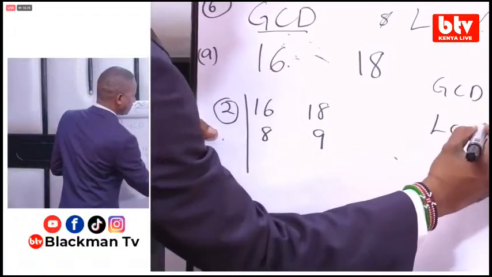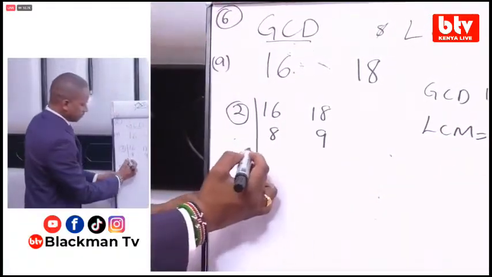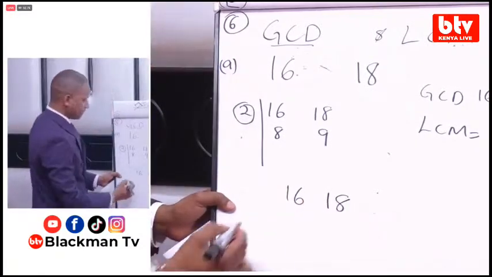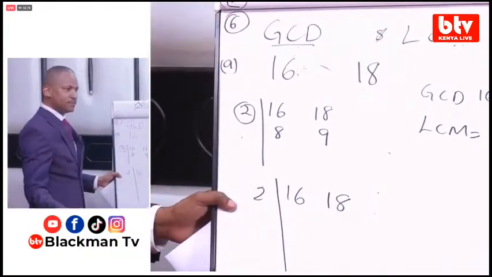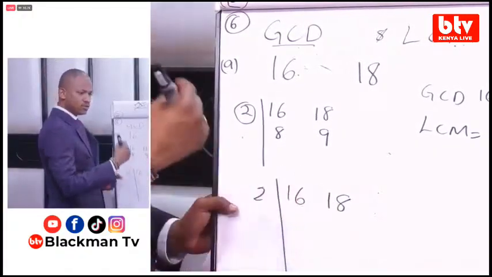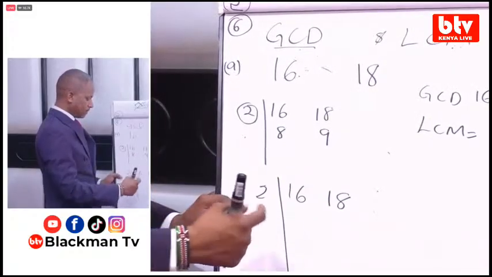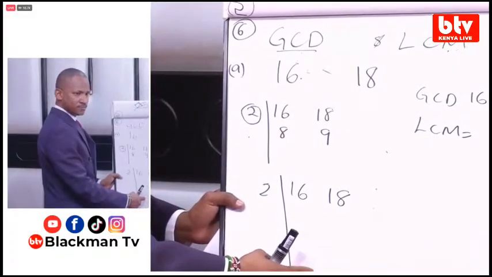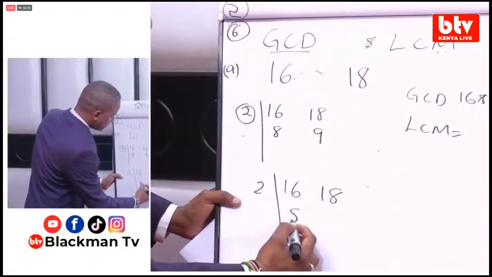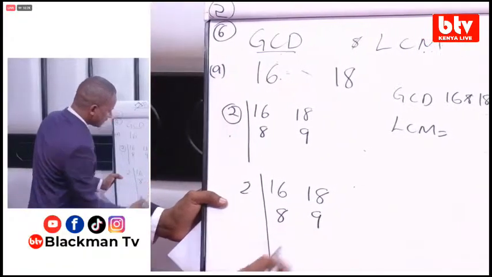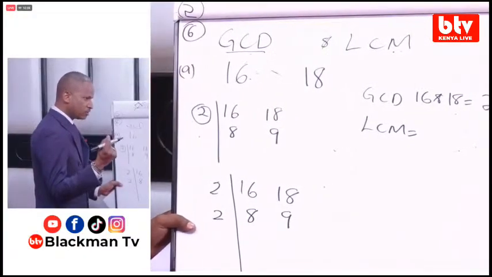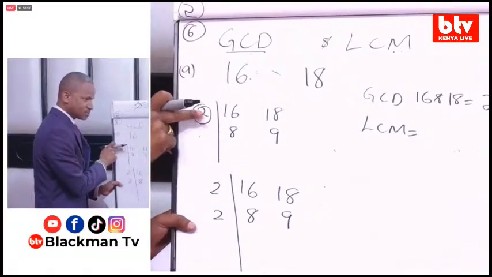What about their LCM? Now, you leave it at that. What about the LCM of 16 and 18? You start with 2. When you are dealing with LCM, you ensure that the prime factors you use divide all these numbers and finish with 1. So 2 goes into 16 8 times, goes into 18 9 times, 2 again. Remember, we want the least common, not the greatest. The greatest is the GCD, that's why we stopped at this.